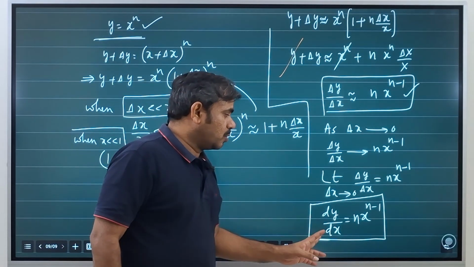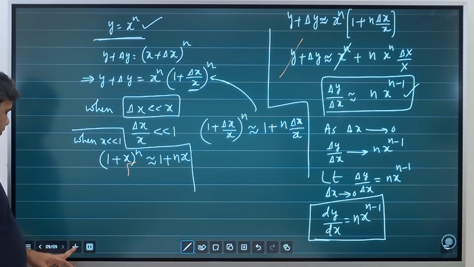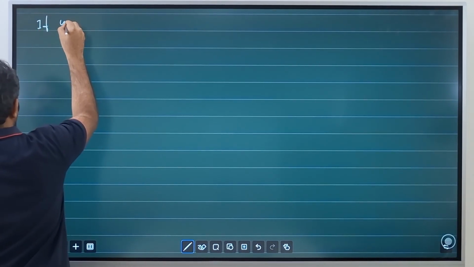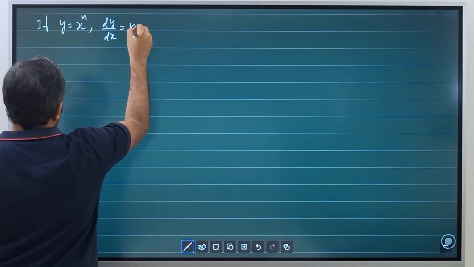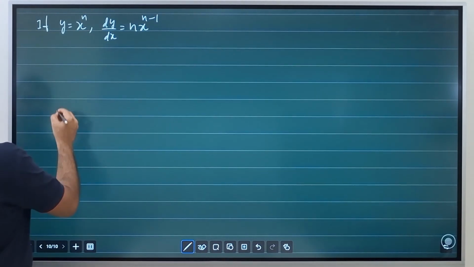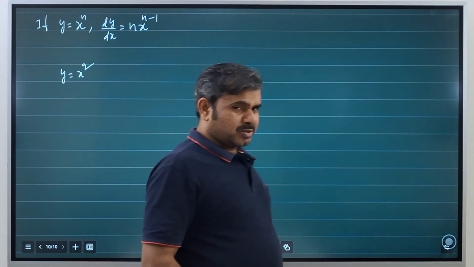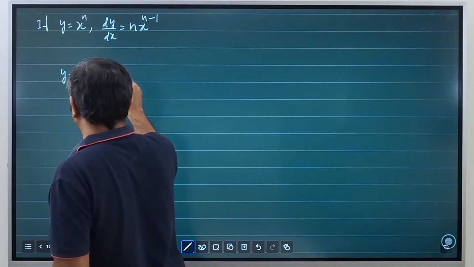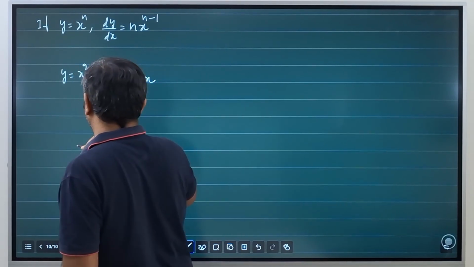Let's apply this formula to the functions that we have already differentiated. So what is the formula that we have? If y is equal to x to the power of n, dy by dx is equal to n into x power n minus 1. This is the formula we have. We differentiated y is equal to x square. What did we write? For y is equal to x square, we wrote down the derivative dy by dx is equal to 2x. This is what we got.